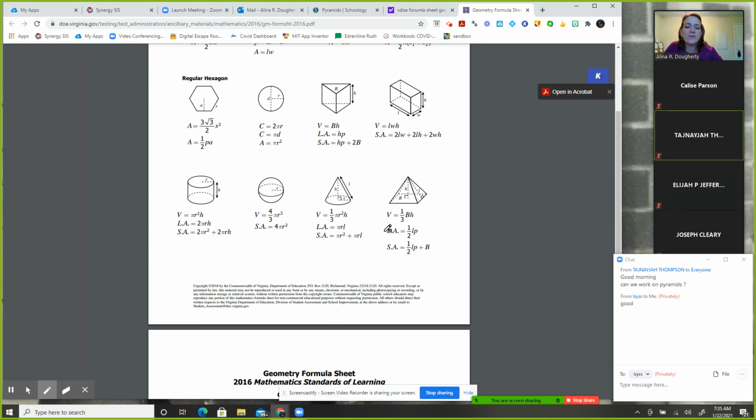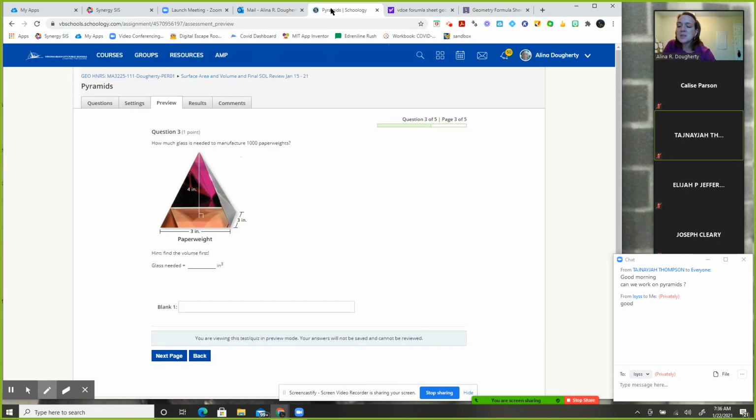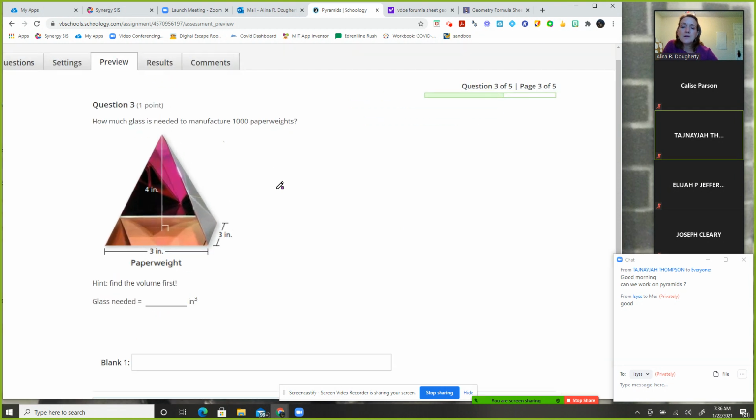Like just tell me what equation I need to use. So to make these glass pyramids, we're going to do volume as 1/3 base times height. So volume is 1/3 the big B times the height. Again, that big B is that area of the bottom. So that big B is going to be 3 times 3. So V equals 1/3 times 9, because 3 times 3 is 9. And then the height is 4.